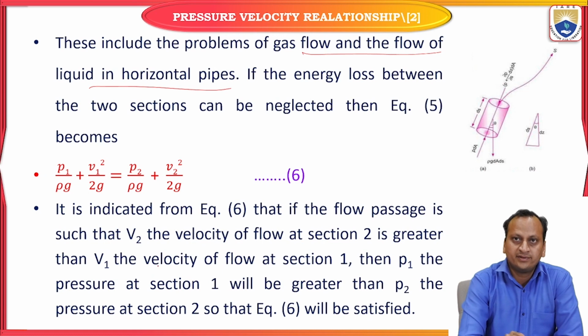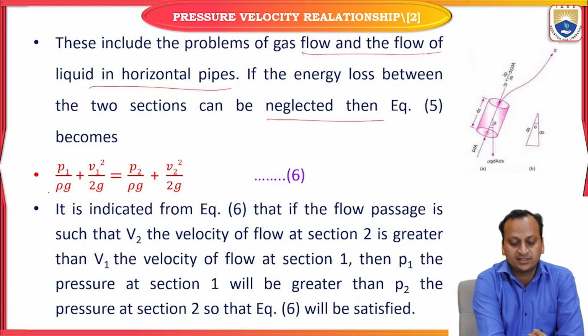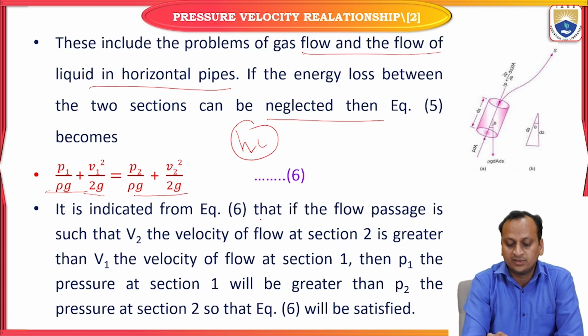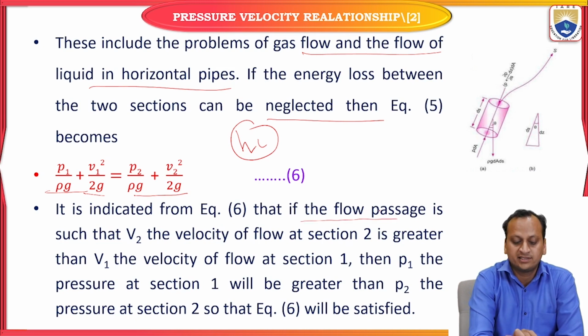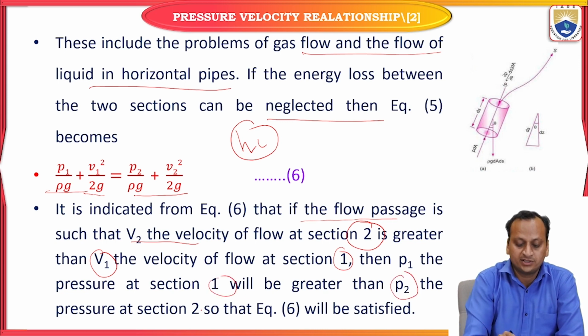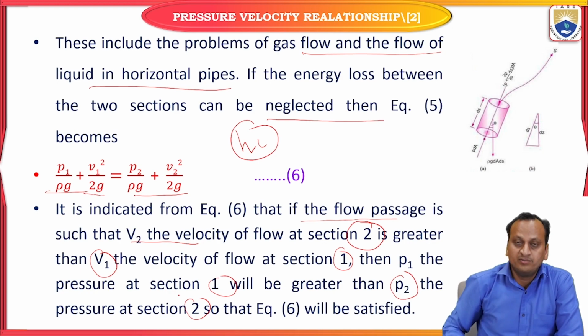If the energy loss between two sections can be neglected, then the previous equation becomes like this: P1 by rho g plus V1 square by 2g equals P2 by rho g plus V2 square by 2g, as HL is eliminated. So it is indicated from the above equation that if the flow passage is such that V2, the velocity of flow at section 2, is greater than V1, the velocity of flow at section 1, then P1, the pressure at section 1, will be greater than P2, the pressure at section 2. Then the equation will be satisfied.